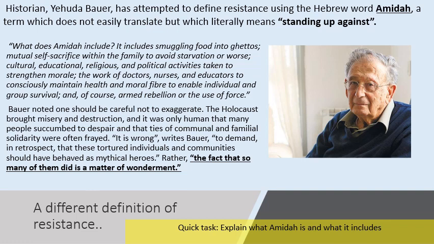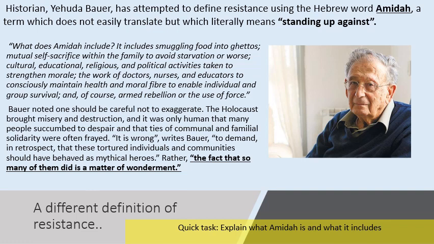So Bauer noted that one should be careful not to exaggerate. The Holocaust brought misery and destruction, and it was only human that many people succumbed to despair and that ties of communal and familial solidarity were often frayed. So he's basically saying it was human that people let what was happening to them take over. They couldn't always fight back. It wasn't always possible. Is it wrong, writes Bauer, to demand in retrospect that these tortured individuals and communities should have behaved as heroes? Rather, the fact that so many of them did is a matter of wonder.